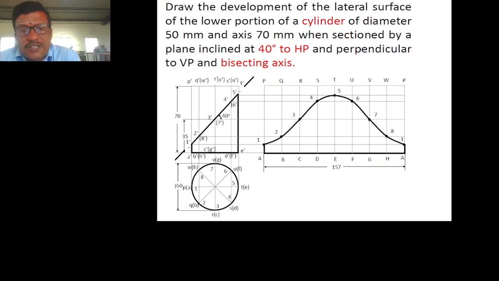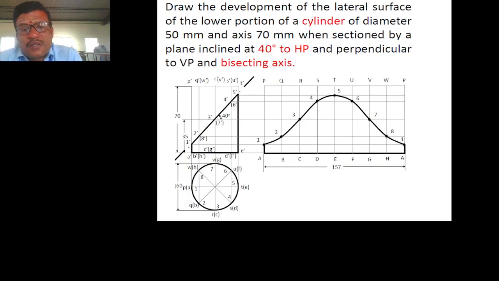Now we have to mark the section plane. So project the line from 1 dash of the front view to the developed surface, and the point where it meets PA will be point number 1. Second, project the line from 2 dash to the developed surface, the point where it meets BQ will be 2. Similarly, draw 3, 4, 5, 6, 7, 8 and the last, P and 8, will be 1.